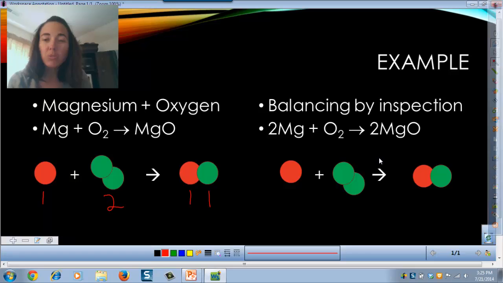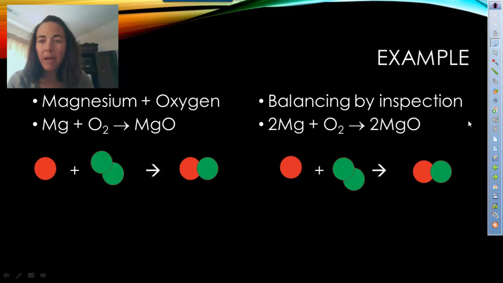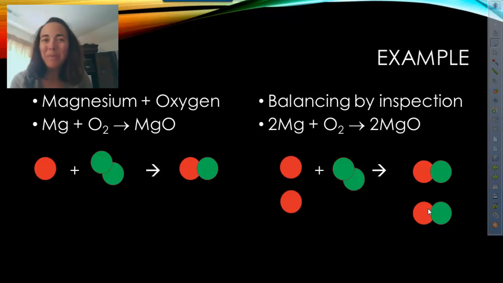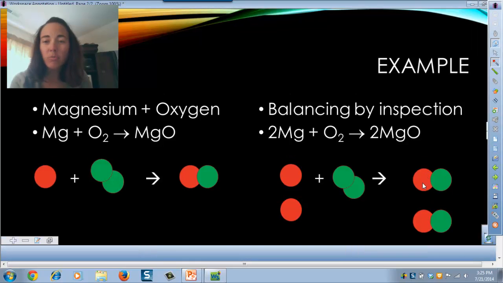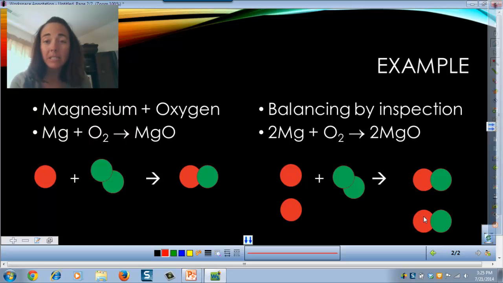So when I do that, let's go back to mouse mode here, I end up adding a second oxygen on the right side of the equation. And if I do that, that's fine, but I can't add that oxygen without the magnesium. So I've added a second magnesium on the right. That's another one of those compounds. So now I have 2 magnesium oxides here, 2 green oxygens and 2 red magnesiums.